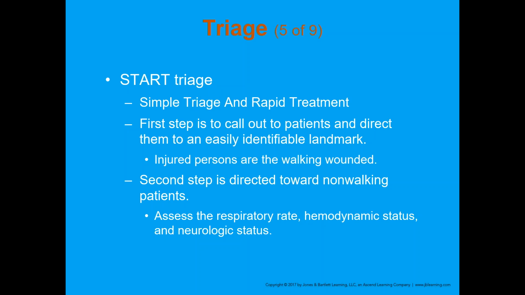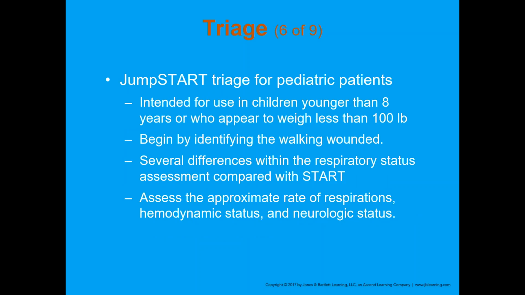First step, we're going to say, hey, is anybody out there? Can you hear me? Tell them, if you can walk, I need you to go to this area. Those that get up and walk out and get to that spot are labeled green. Okay? They're good. And then the second step is going towards those patients that cannot get up and move around. That's where we start assessing their breathing, whether or not they're bleeding out, or if they're conscious.